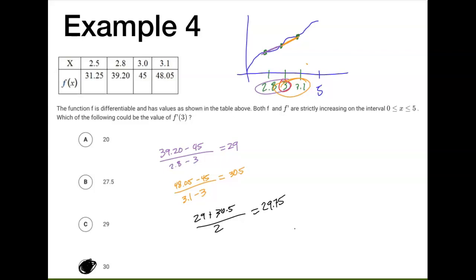Now this is kind of a poorly worded question because all of these are positive. So they all potentially could be the value of f prime at 3. It should probably say which is the best estimate of f prime at 3. All right.